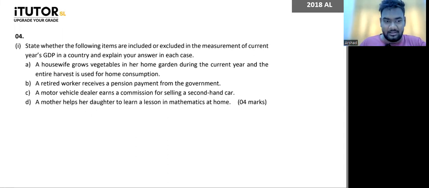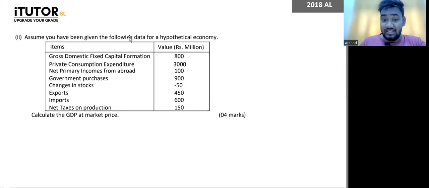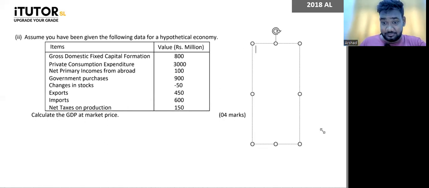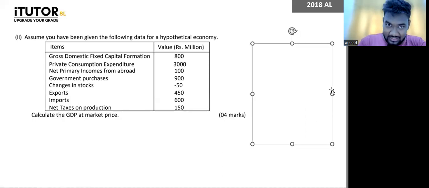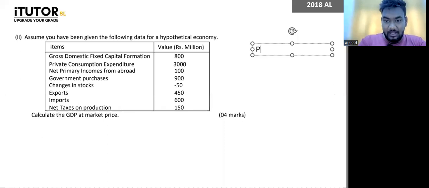Okay. Next one. Assume you have been given the following data for a hypothetical economy. Calculate GDP. Gross domestic fixed capital formation, private consumption, net primary income, government purchase, change in stock, exports, imports, net taxes on production. Right. Can you quickly tell me which approach is this? Expenditure approach. How do we calculate? We know now. Private consumption, 3,000.